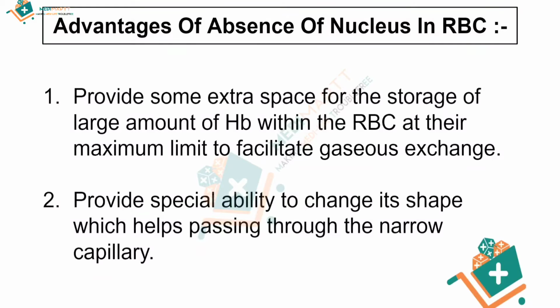So basically, what I want to tell you is that this absence of the nucleus in the red blood cells is helpful for the storage of a large amount of hemoglobin within the RBC. The maximum limit is stored, as much as the RBC can acquire. So according to that, the maximum amount of hemoglobin is stored in that particular red blood cell.